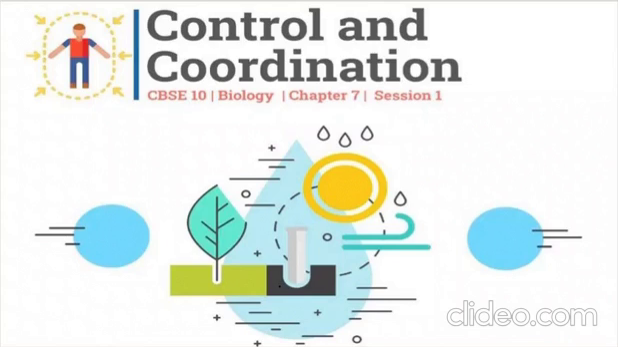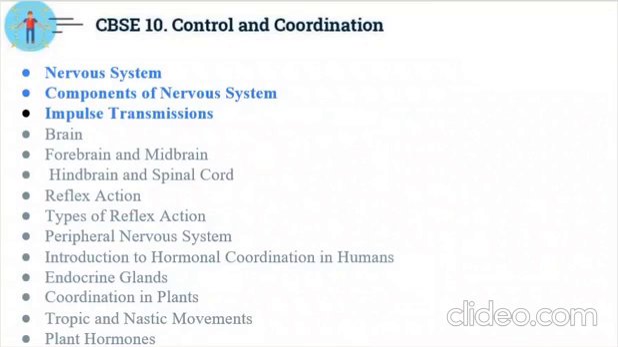Today we're starting with a brand new, very exciting chapter, that is control and coordination. Let's see what we are going to study in this chapter. I know it's a little bit vast chapter, so we'll go step by step. In 3 to 4 classes we are going to complete this chapter. Today we are going to learn about the nervous system, components of nervous system, and impulse transmissions.